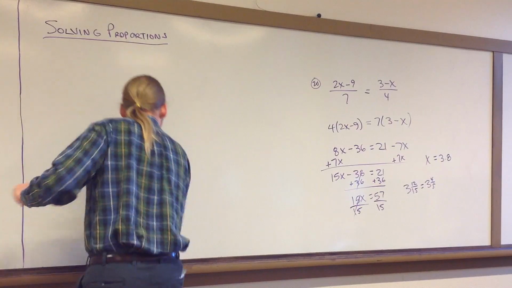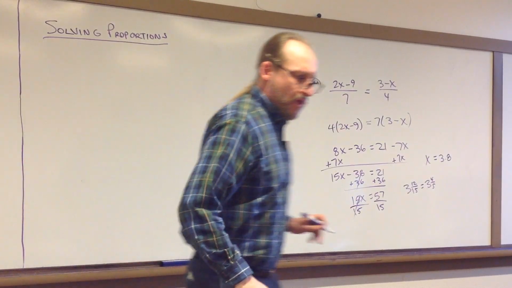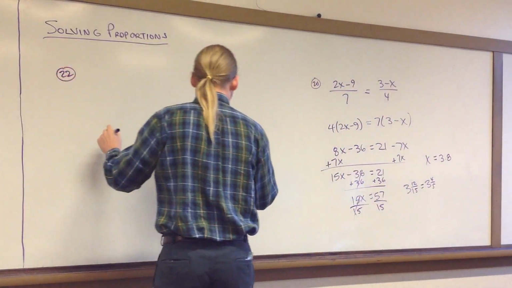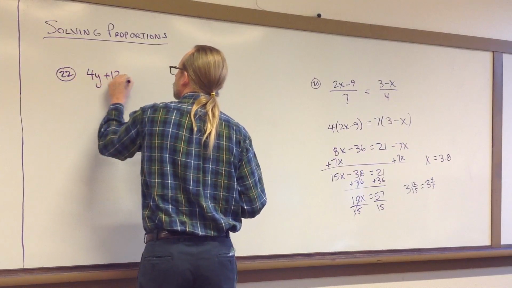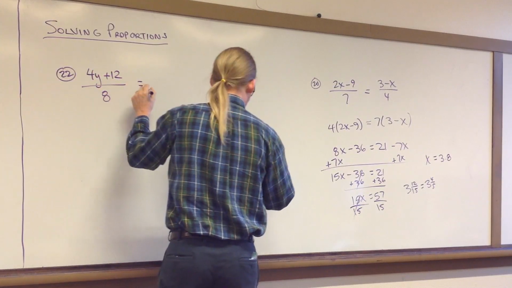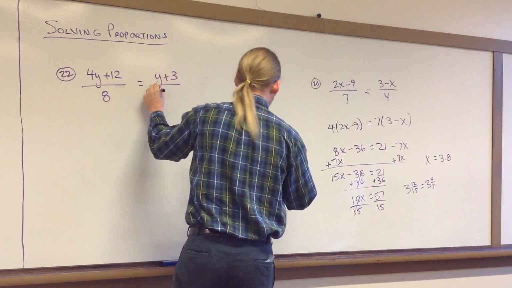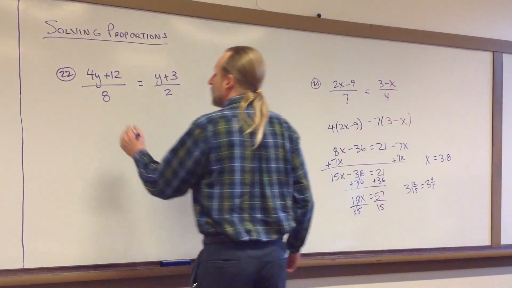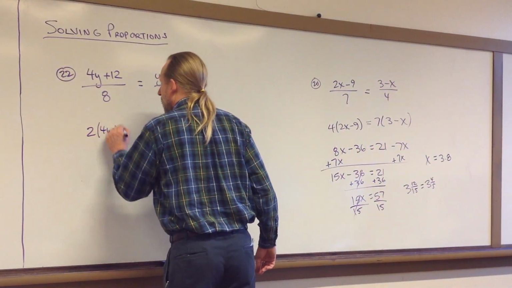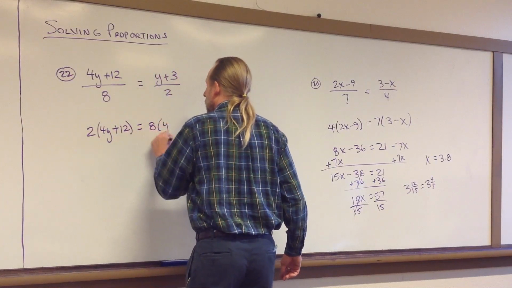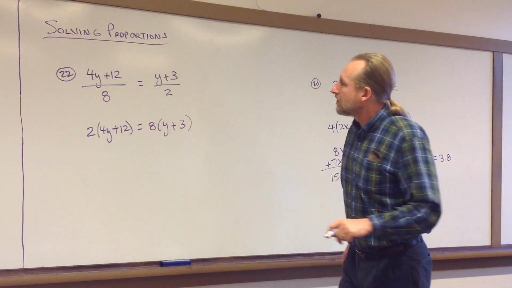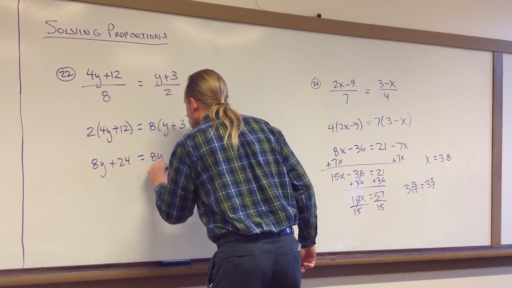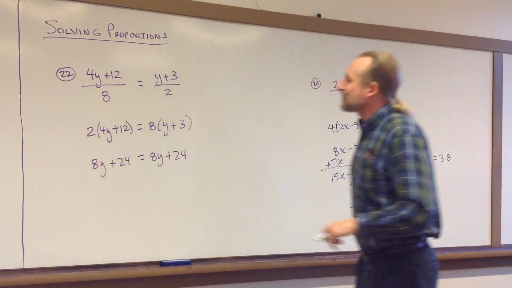Well, let's look at one more here. Let's see what we've got. Problem 22. (4y plus 12) over 8 equals (y plus 3) over 2. All right, so 2 times (4y plus 12) equals 8 times (y plus 3). All right, so this will be 8y plus 24 equals 8y plus 24.